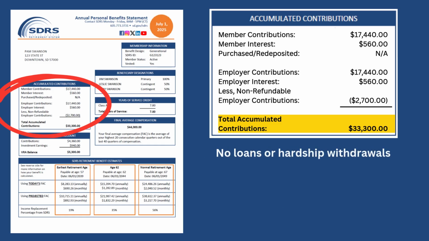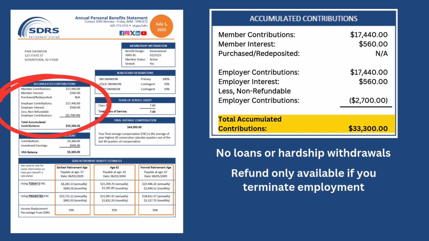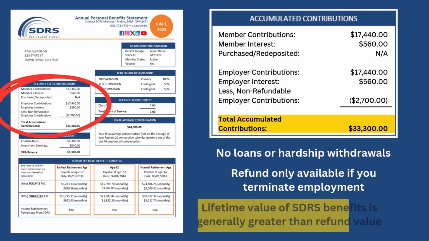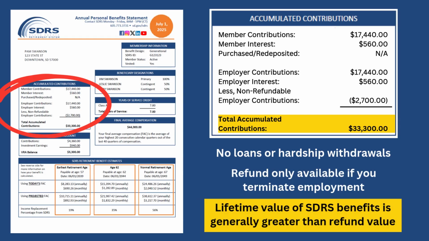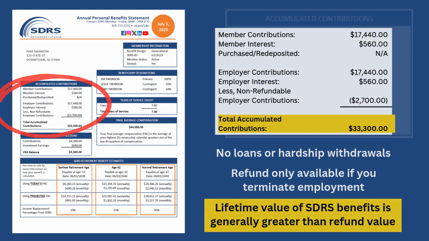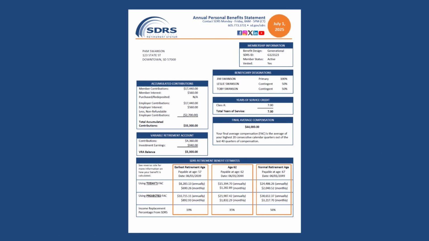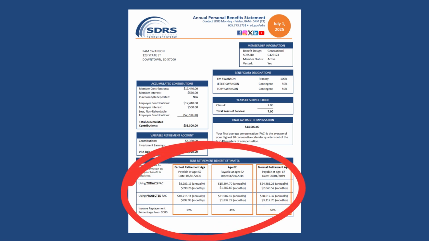It should be noted that loans against your SDRS account are not permitted. Additionally, a refund of accumulated contributions is only available if you terminate employment. Generally, the lifetime SDRS retirement benefit payments will have a much greater value for vested members than any refund of accumulated contributions. Let's skip down to the most important section of your personal benefits statement, the benefit estimates.